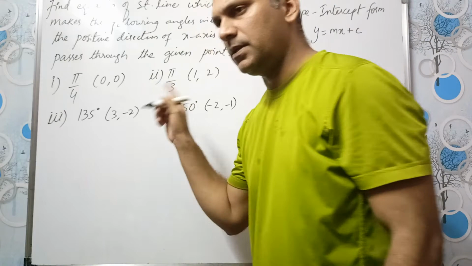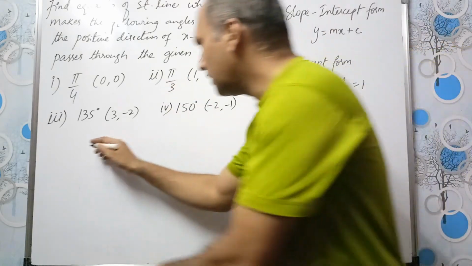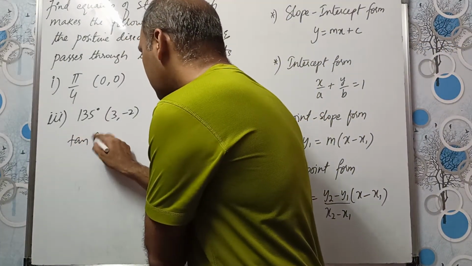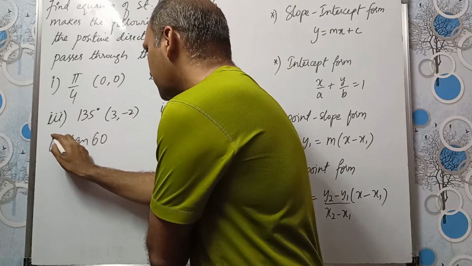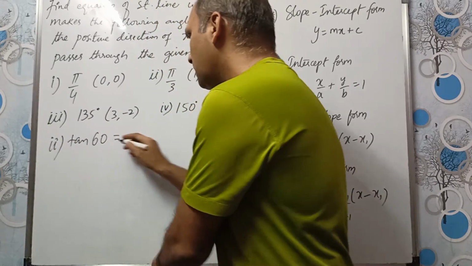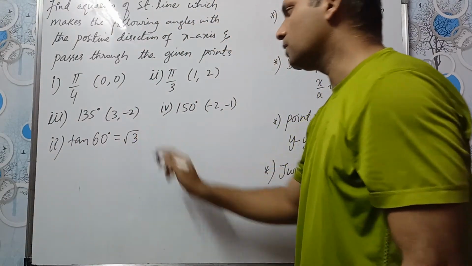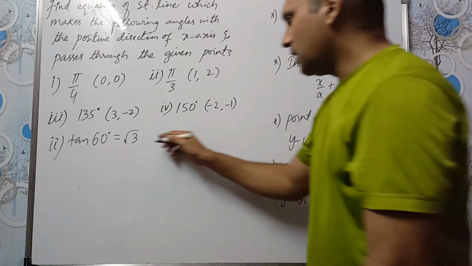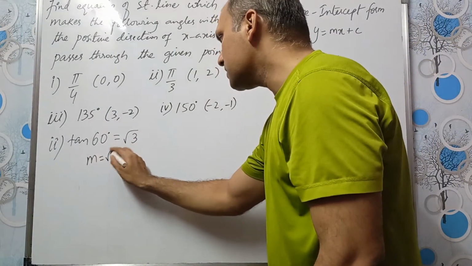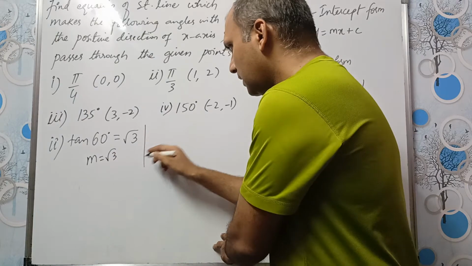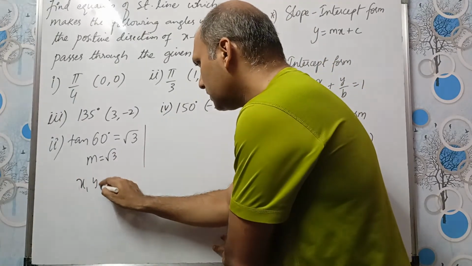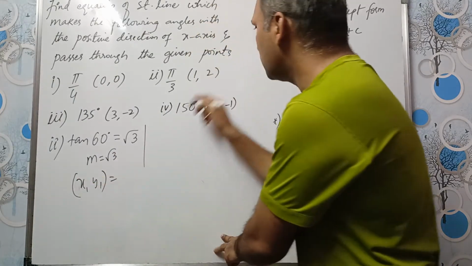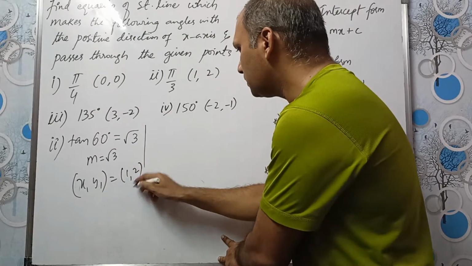Theta is pi by 3. Pi by 3 is 60 degrees, right? Alright, so we have tan 60. This is the second bit, right? Okay, tan 60. What is tan 60? It is equal to root 3. Okay, alright, which means m value is root 3 given. Okay, and what is x1, y1? x1, y1 is equal to 1, comma 2.